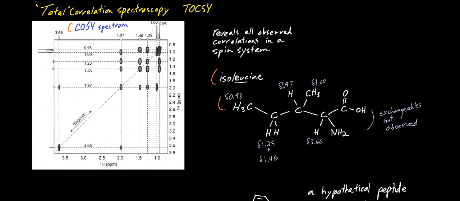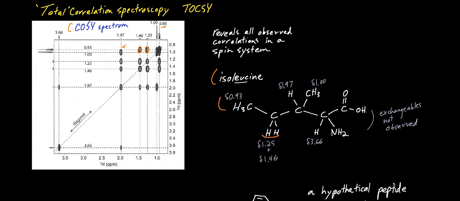Starting from this de-shielded end, the signal for the methyl protons at 0.93 is here. It's a triplet, as you would expect, by the way. It correlates in COSY to the 1.25 and the 1.46, both of which are at the adjacent position. So that makes sense. Notice it does not correlate to the 1.97, which is the next one down the line. There's nothing there.